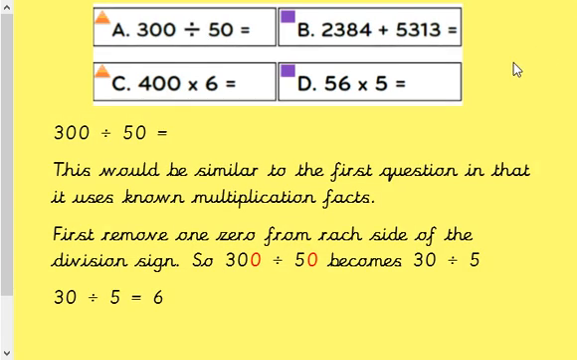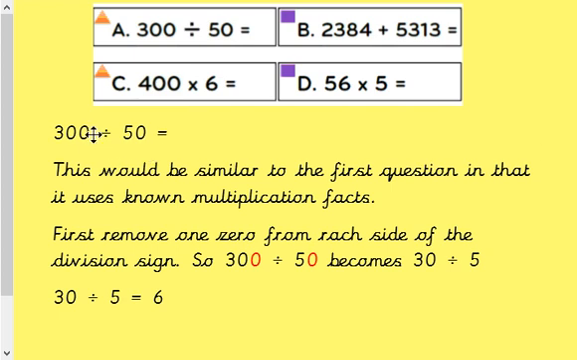Okay, second question we're going to look at is 300 divided by 50. Now, this is a little bit similar to the first question in that you use known multiplication facts here. First thing I would do, though, when we're dividing like this, is that if we have zeros on both sides, we remove 1 or more from both sides. But whatever you do, you have to do the same on both sides.